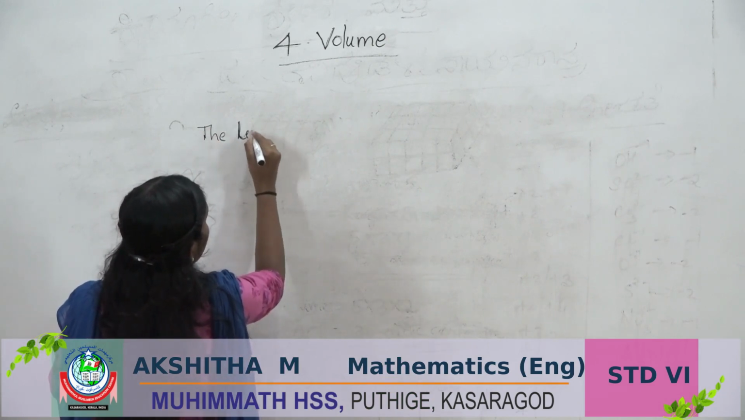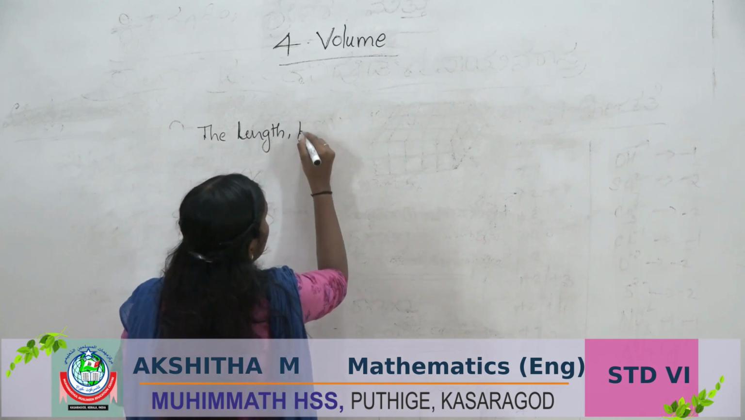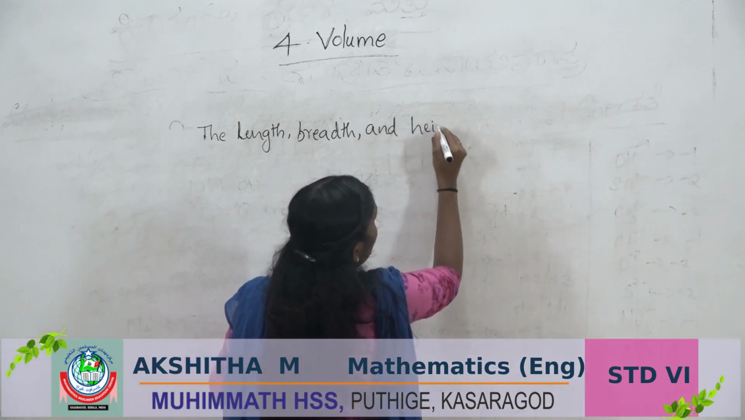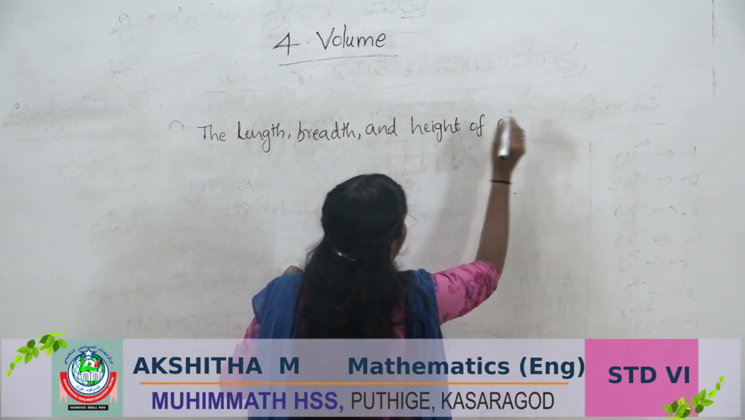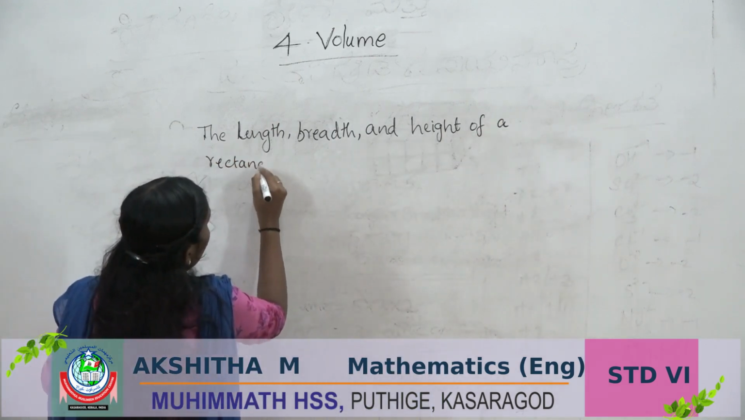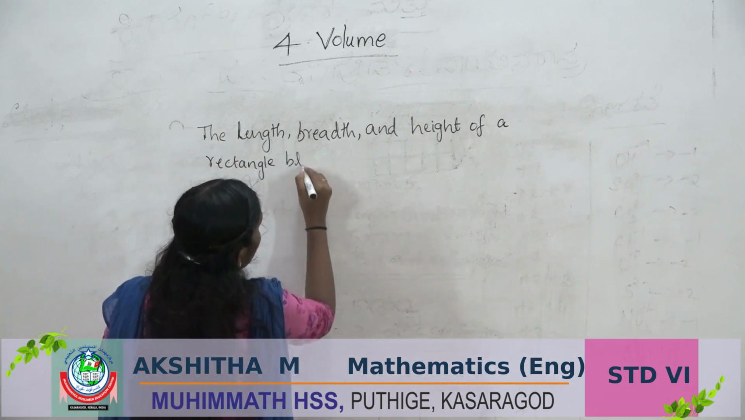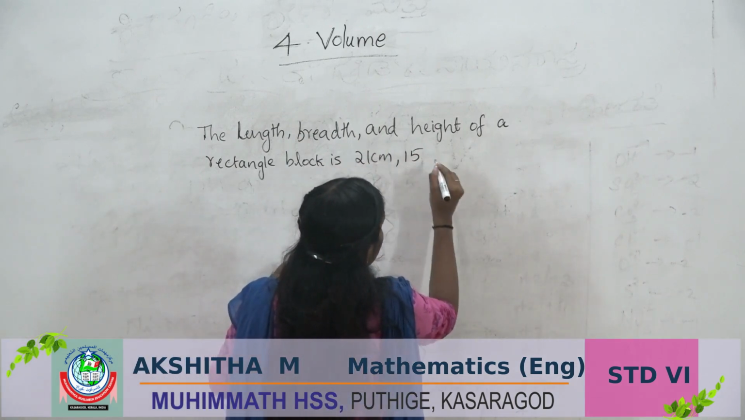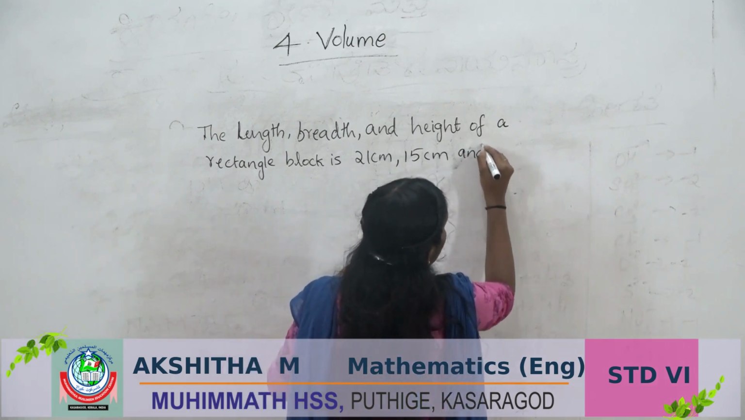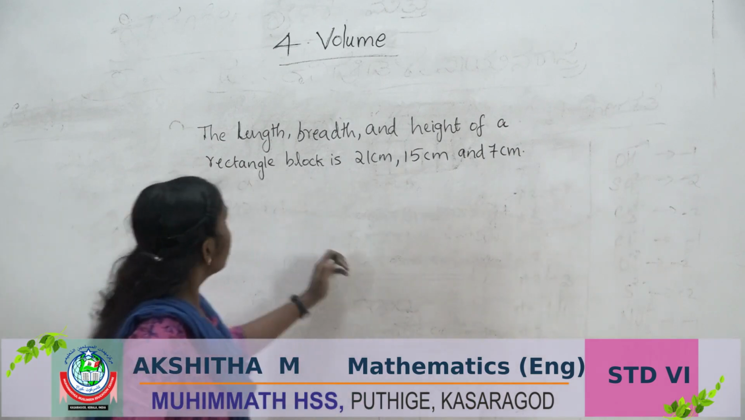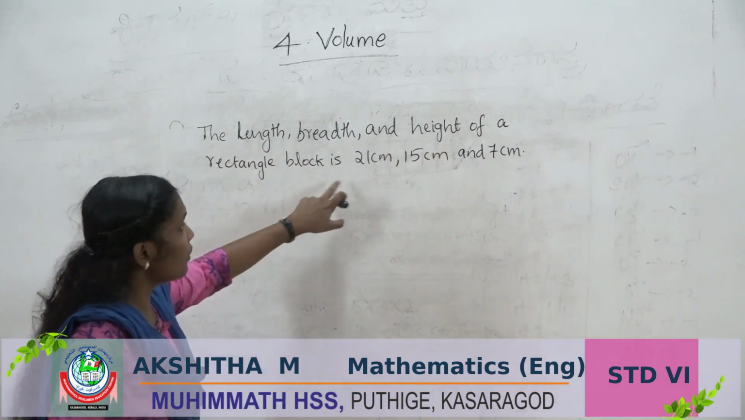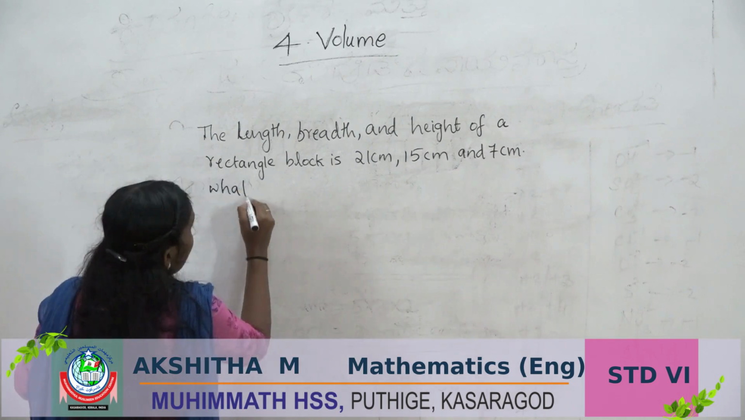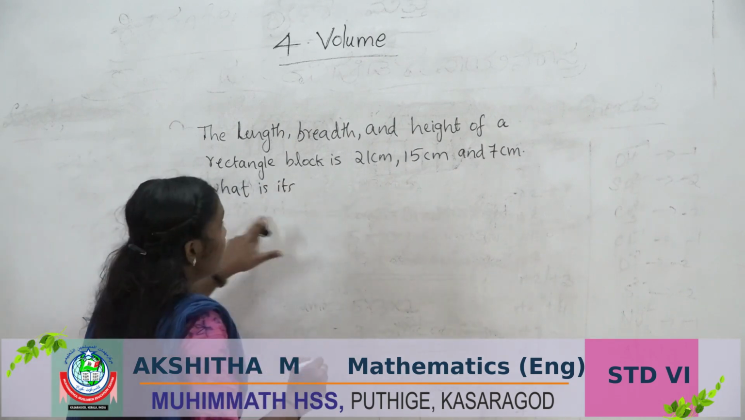The length, breadth and height of a rectangle block is 21 centimeter, 15 centimeter and 7 centimeter. What is its volume?